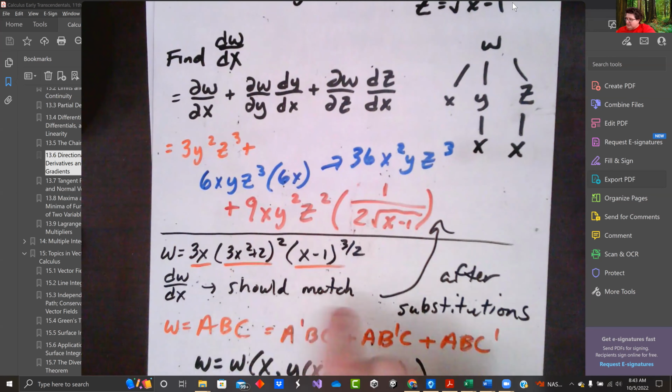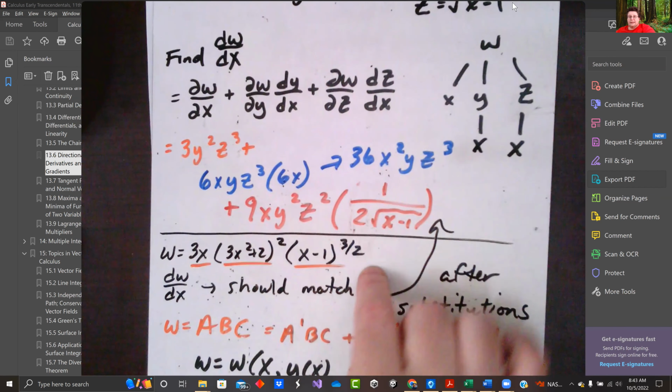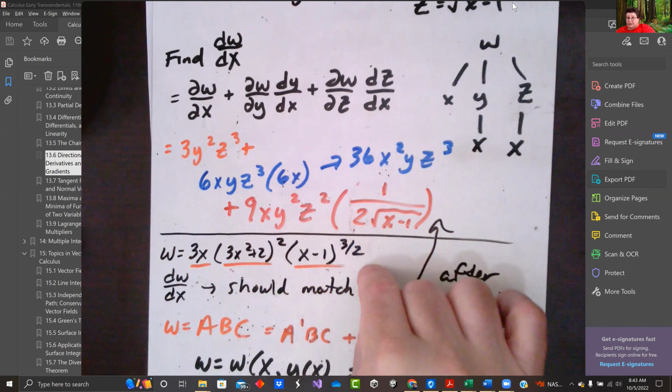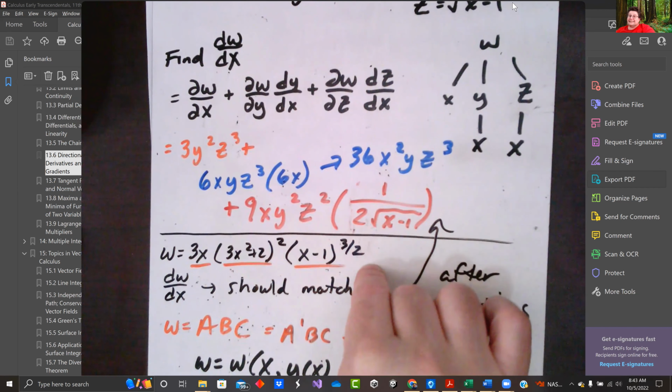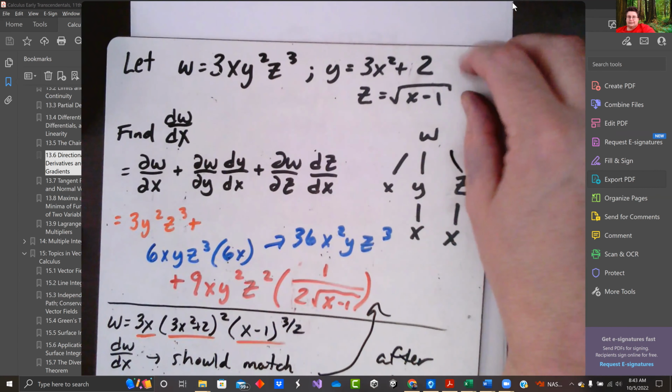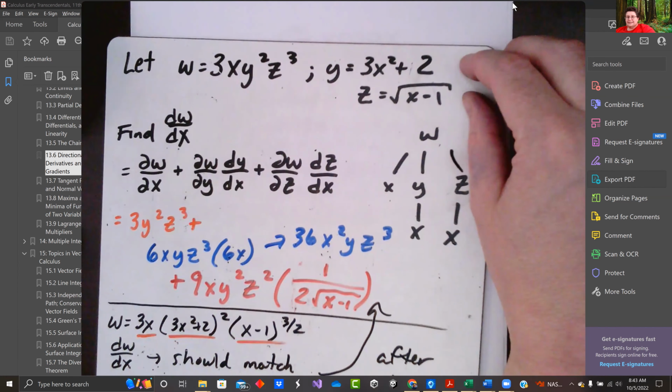Here, notice I don't have any partial derivatives after making the substitution. This can get really, really tedious like this. Especially these are like nice and easy little Y and Z's. But they're not always nice and easy.